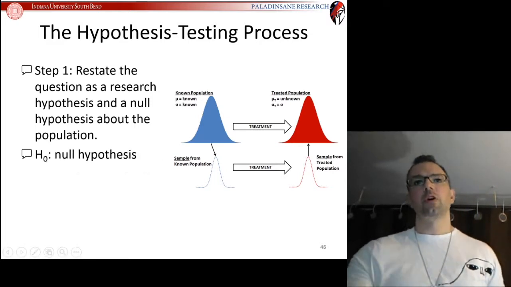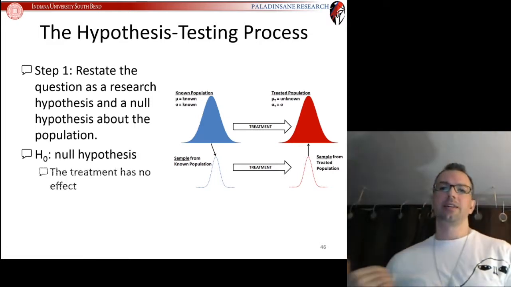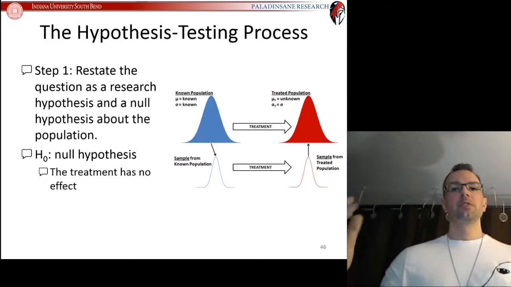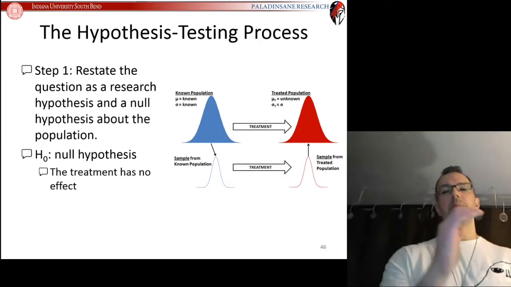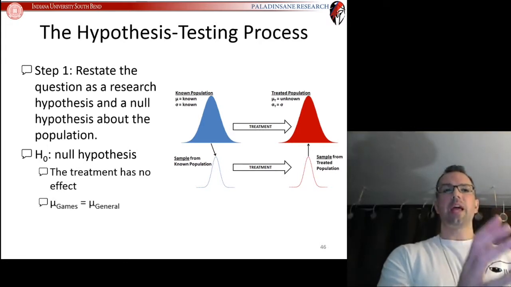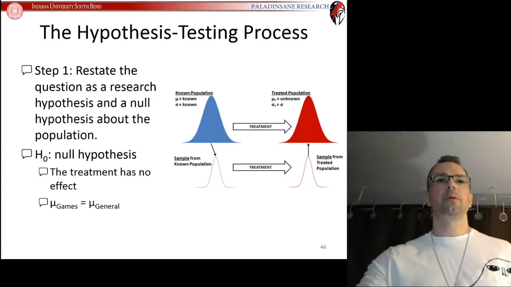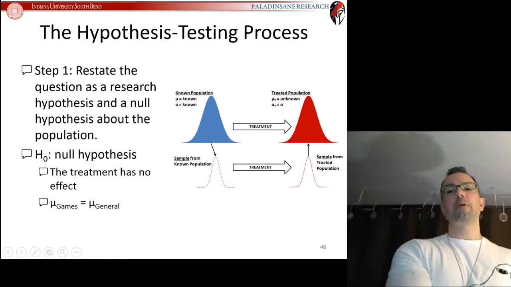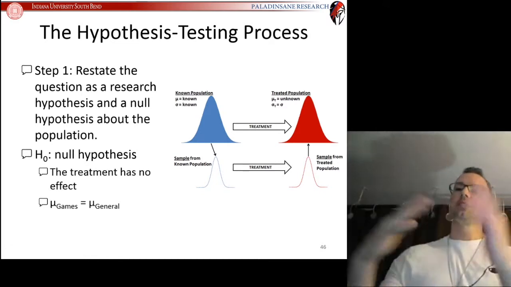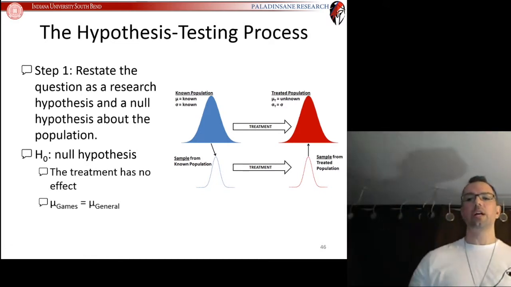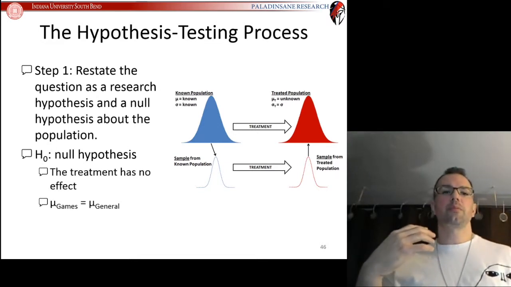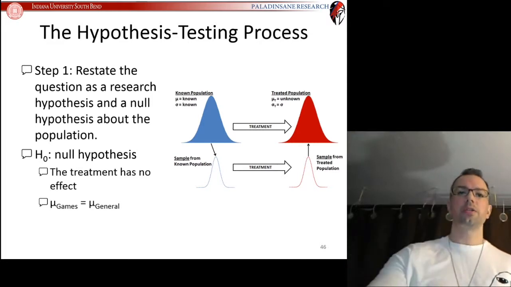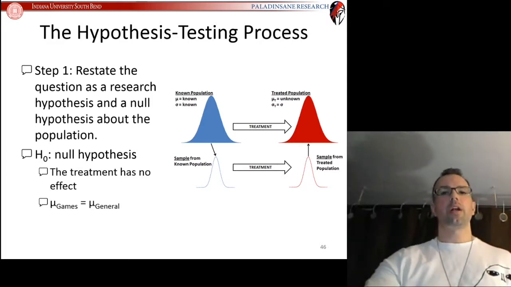The null hypothesis is the complete opposite. So the research hypothesis is that the treatment does have an effect. Null hypothesis is that the treatment has no effect. So we write this out by saying that the mean self-esteem for the games students is equal to the mean self-esteem for the general students. So the population of students that have been playing games would have the same self-esteem as the population of students under the general education program, physical education program. So the treatment really does nothing for self-esteem. So those are the two hypotheses.